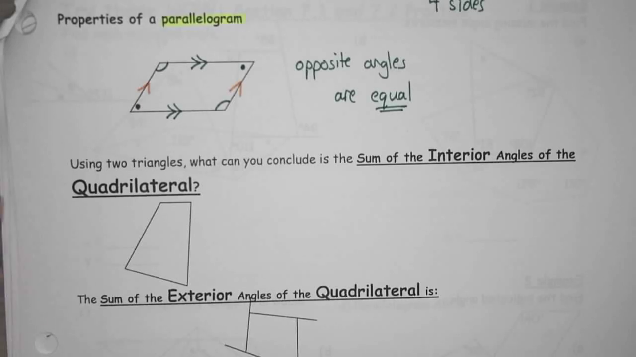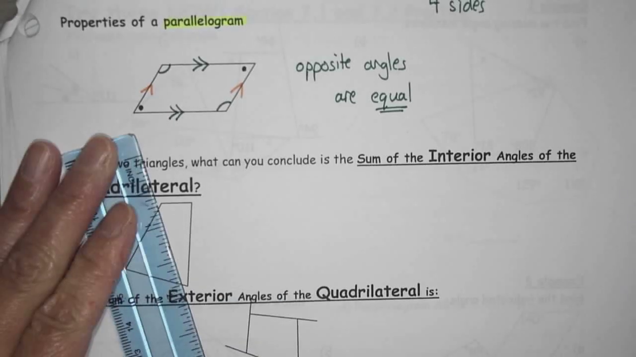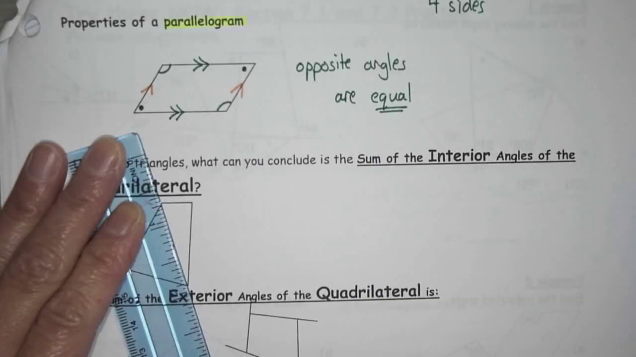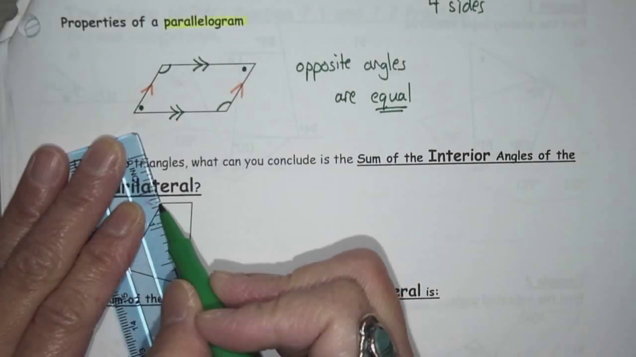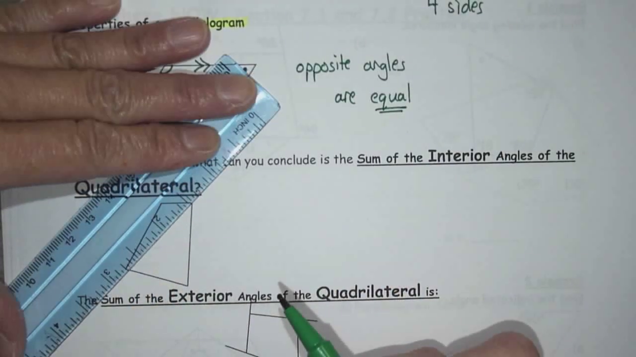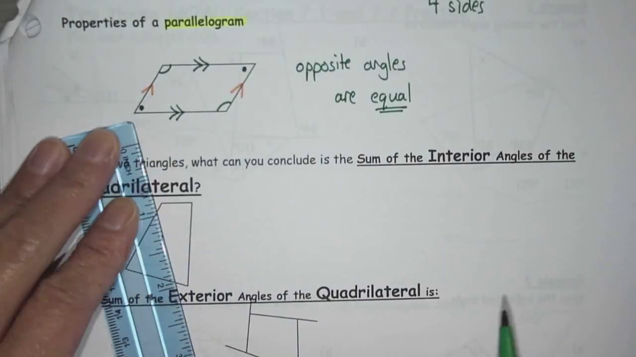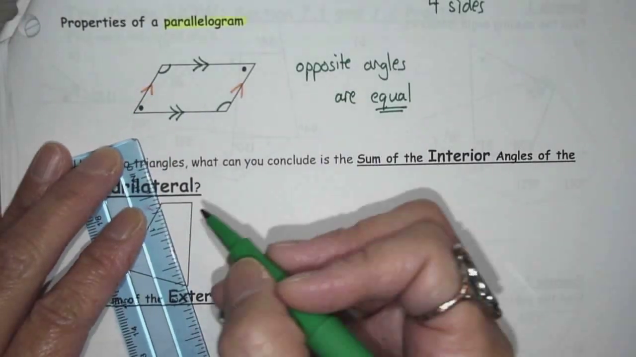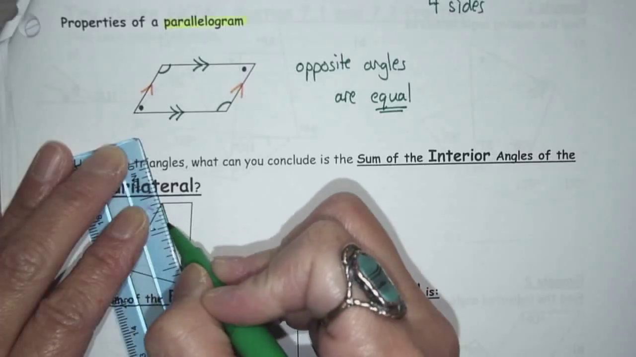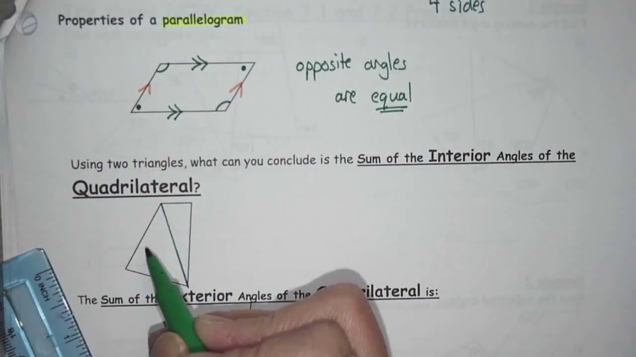If I cut this quadrilateral in half, either way, so I can do it corner to corner, or not in half, sorry. If I cut it, not in half, just corner to corner, or this corner to corner, so either corner. Doesn't matter which one. So I'm cutting the quadrilateral. That will make up two triangles.